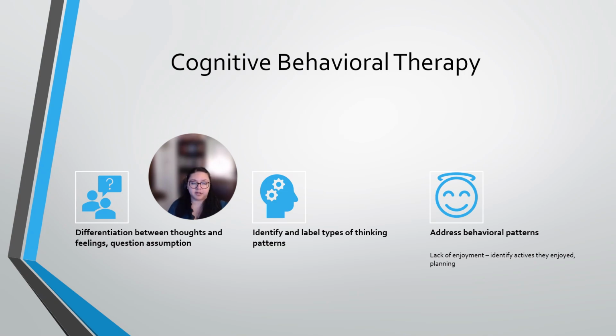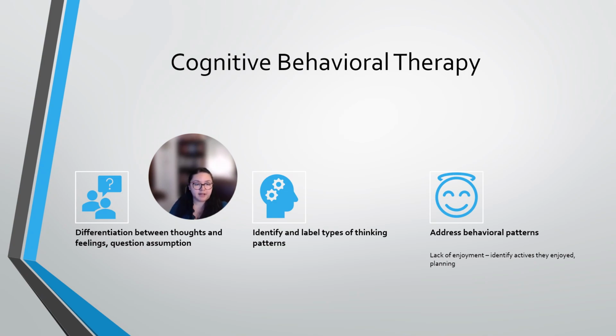With cognitive behavioral therapy, we're talking about differentiating between thoughts and feelings, and then questioning that assumption. So for our characters, I encourage you to think about what kind of questions you, as a clinician, would ask them to question their assumptions about the world. How would you ask them to question their thoughts and feelings and be able to differentiate between them? We want to identify and label types of thinking patterns.